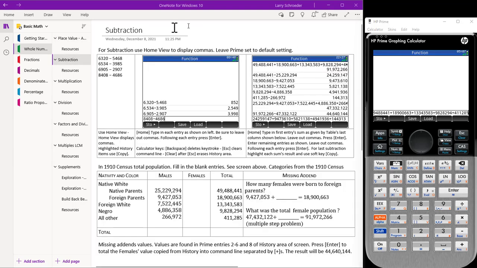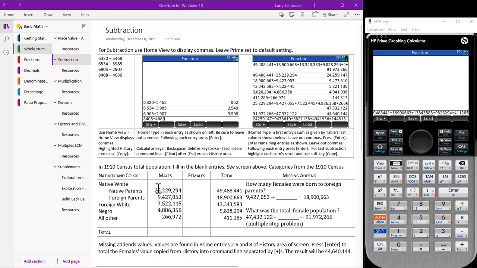We have switched our page from place value to subtraction. The subtraction of regular numbers is just like addition. We enter the numbers without commas, press enter, and get the answer with commas, and with the result of the expression having commas.